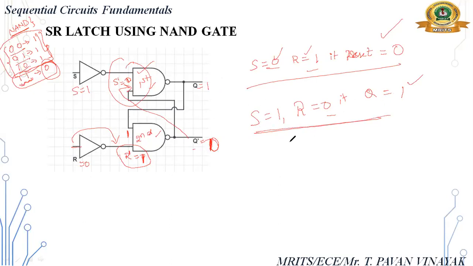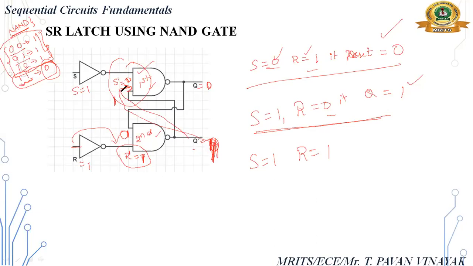This is the next: S is equal to 1, R is equal to 1. When S is equal to 1, R is equal to 1, what happens? Suppose I am taking Q as 0 initially. 0 1 means 1, right? This one will go to here.